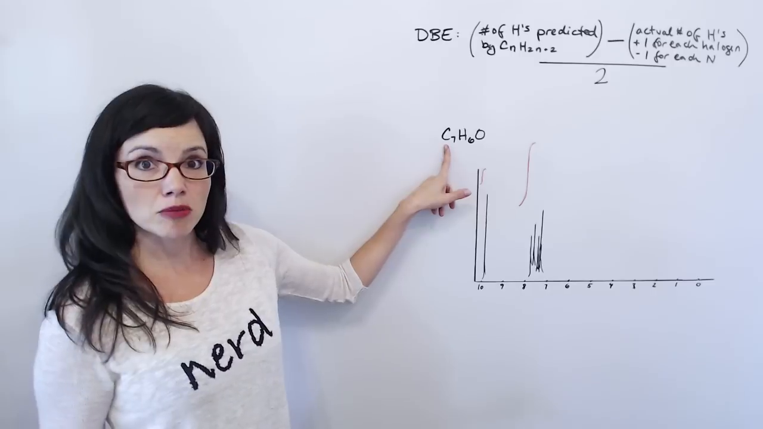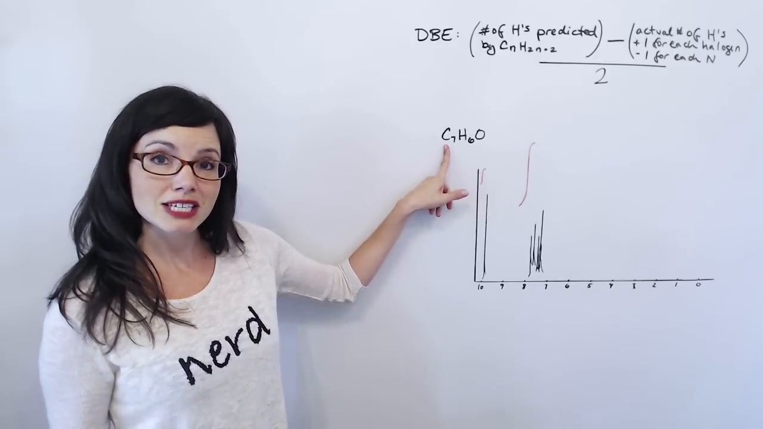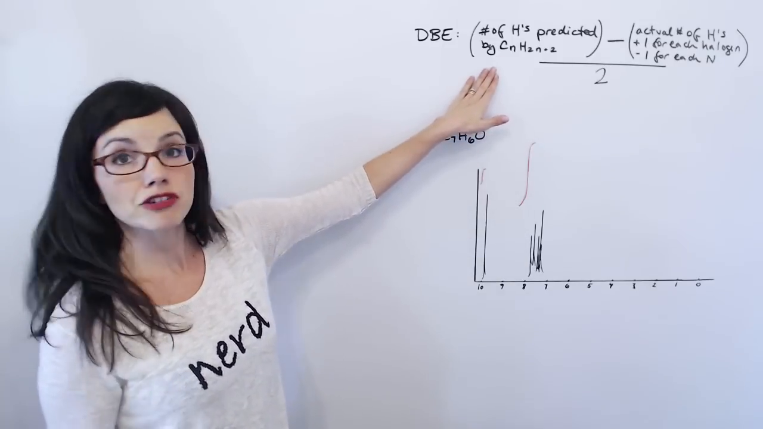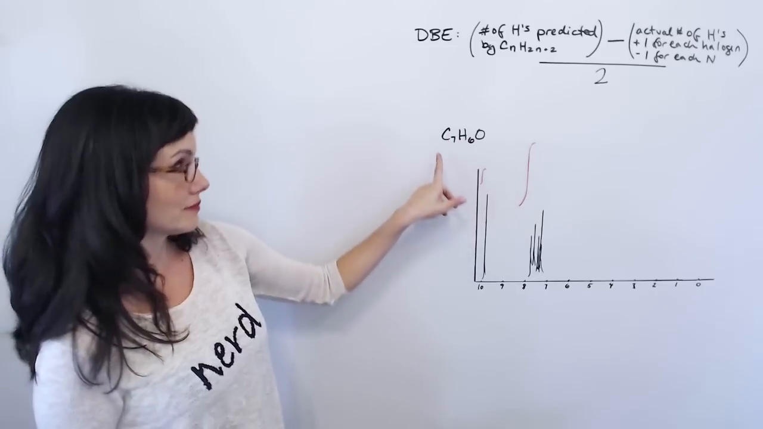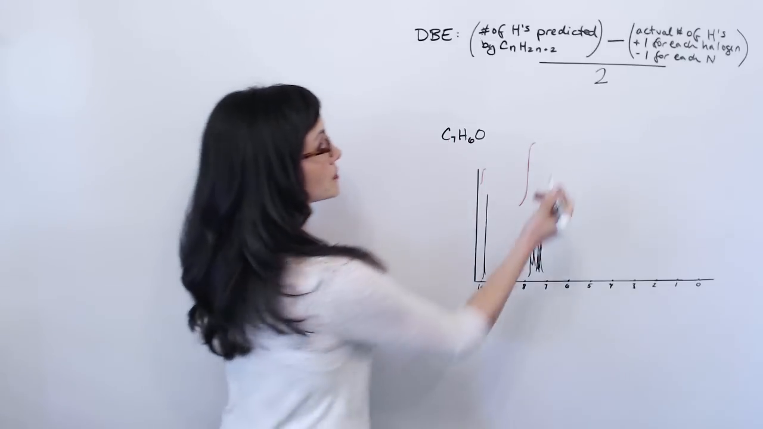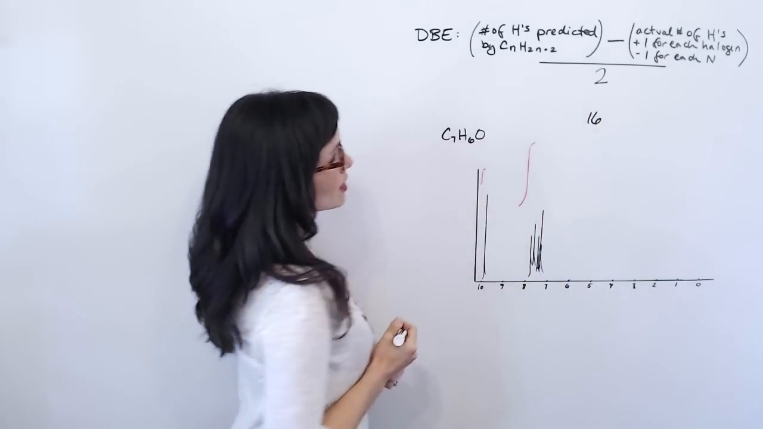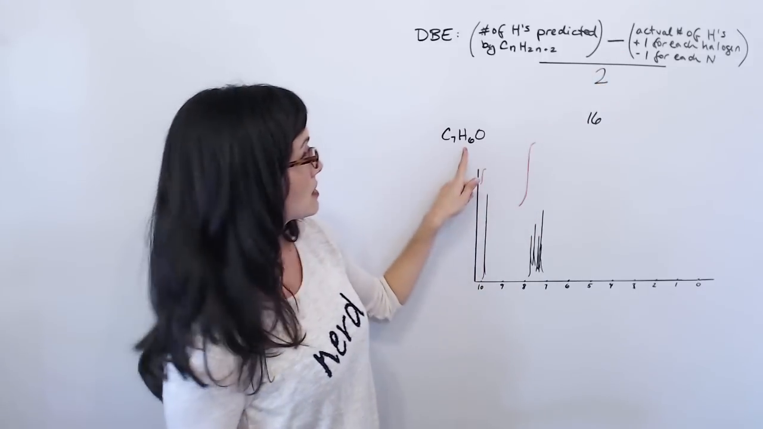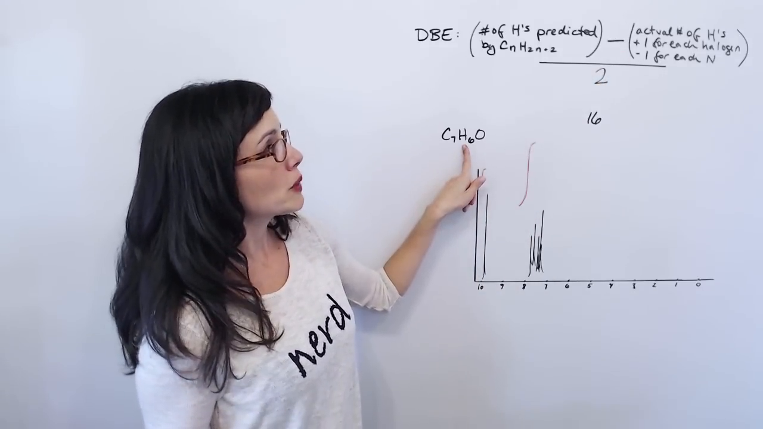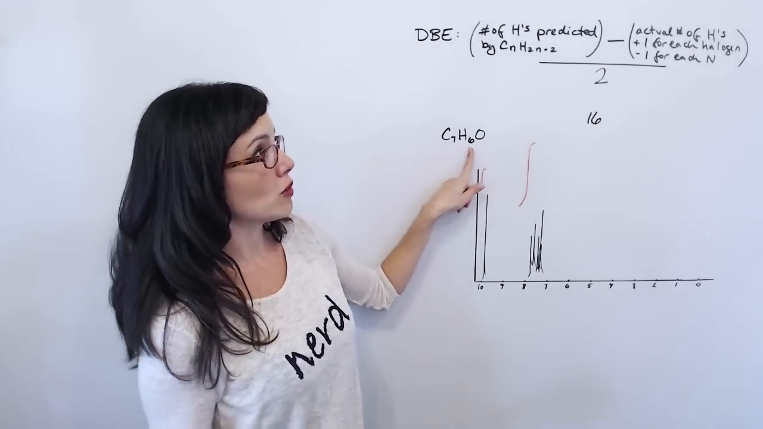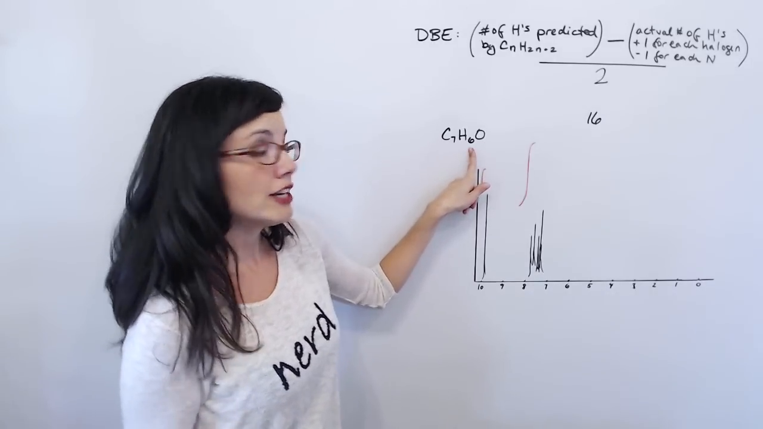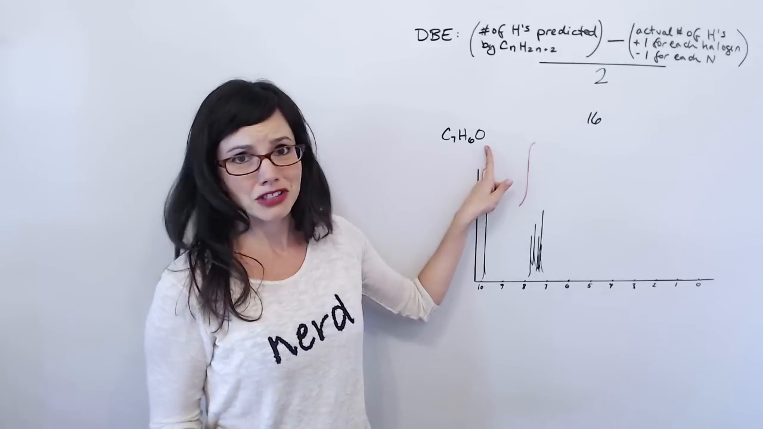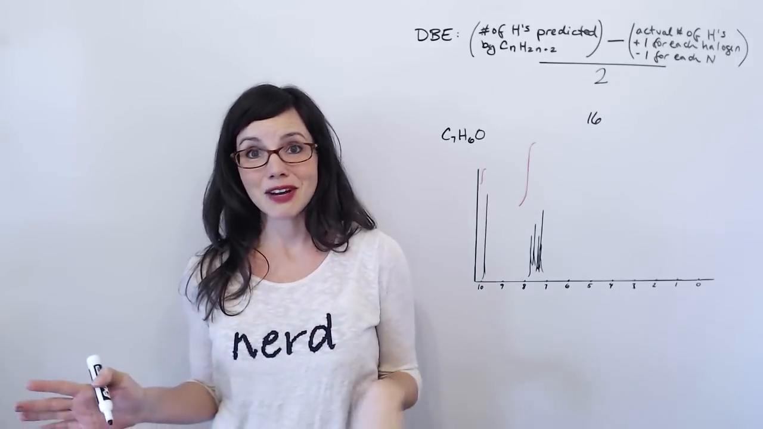So we've got 7 carbons. 2 times 7 is 14, plus 2 is 16. So that's 16 hydrogens predicted by that formula, again based on 7 carbons. Now we're going to look at our actual number of hydrogens. That's 6. And if there were any halogens, we'd add 1 for each halogen. If there were any nitrogens, we'd subtract 1 for each nitrogen. We're going to ignore oxygens. We just pretend like they're not even there.